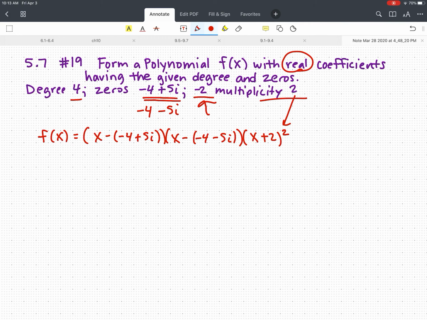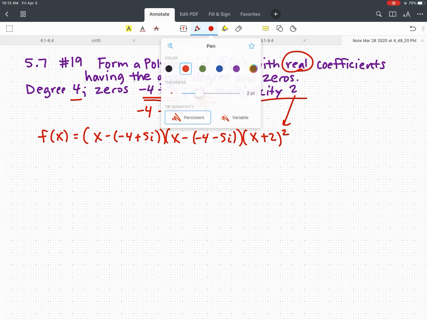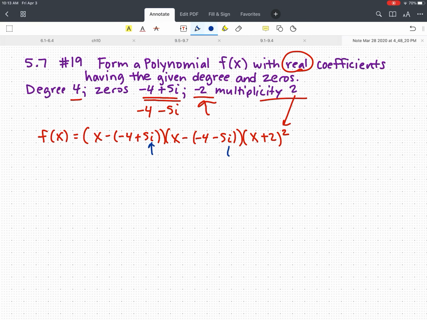Now it says that our polynomial should have real coefficients, but unfortunately we currently have imaginary numbers in here. The way we can undo that is to go ahead and multiply out or FOIL out this product right here. I'm going to box it. So we're going to multiply this out. Okay, so let's go ahead and multiply.